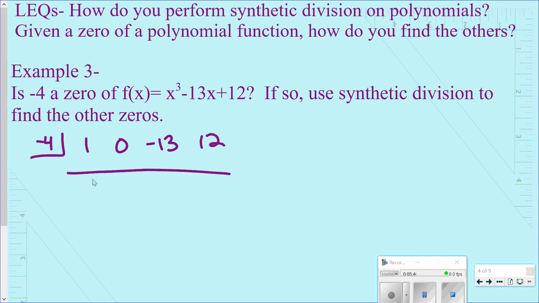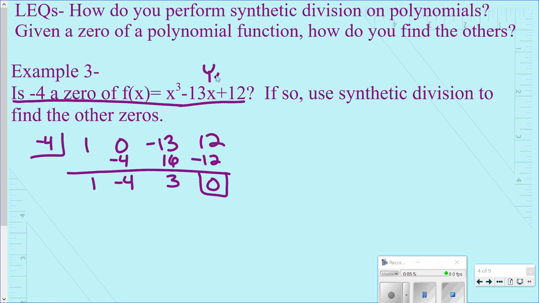So 1 comes down, 1 times negative 4, add negative 4 times negative 4 is positive 16 plus negative 13 is 3, times negative 4 is negative 12, and add gives me 0. The remainder is 0, so first question, yes, because I got a 0 remainder. And then it says use synthetic division to find the others. Well, we just went through synthetic division.